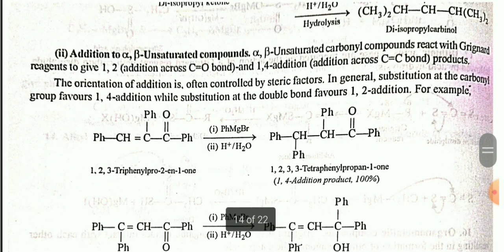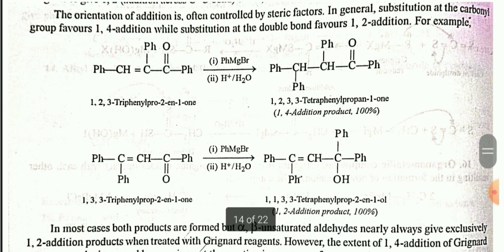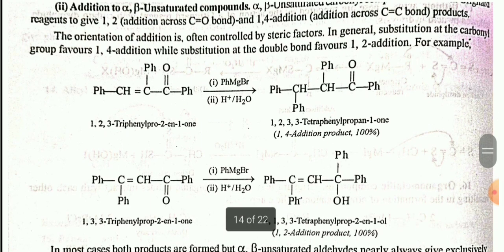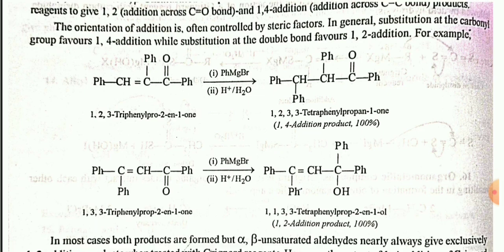Second, addition to alpha beta unsaturated compounds. Alpha beta unsaturated carbonyl compounds react with Grignard reagent to give 1,2 and 1,4 addition products. The orientation of addition is often controlled by steric factors. In general, substitution at the carbonyl group favors 1,4 addition, while substitution at the double bond favors 1,2 addition.